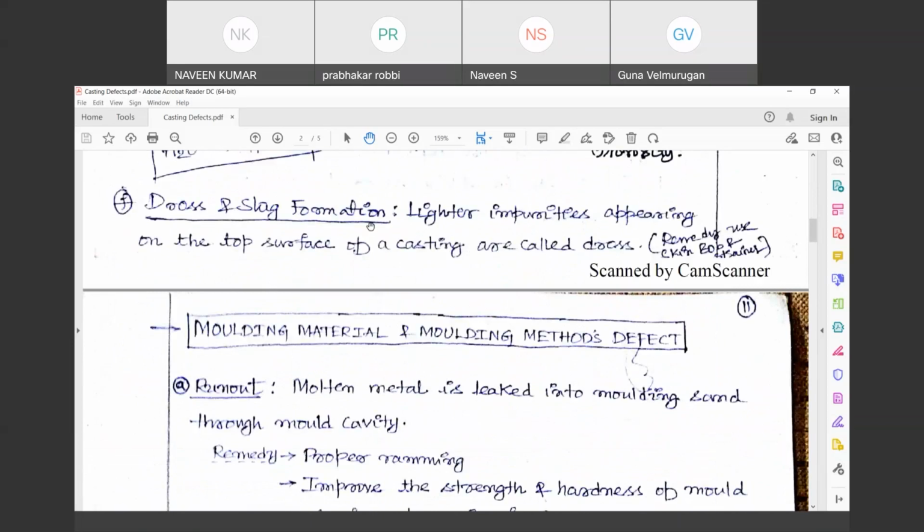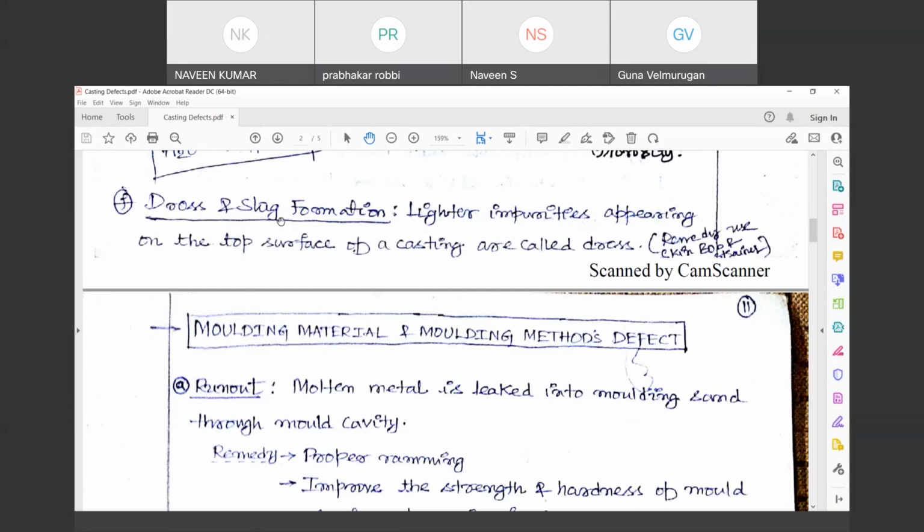Next is dross and slag formation. So obviously I told you when I was discussing the gating systems, some lighter impurities will be formed, and some denser impurities will be formed. The lighter impurities will be floating on top. Denser impurities will be retained at the bottom. So the lighter impurities will be caught by the skim bob, and denser impurities will also be caught by the skim bob. So these are called slag and dross formation.